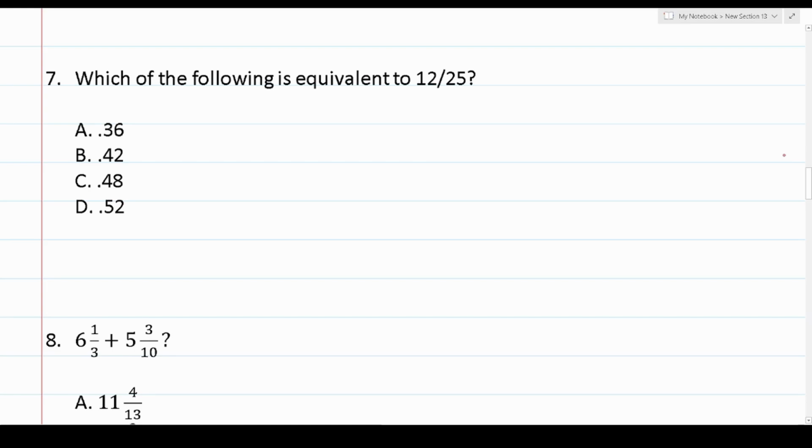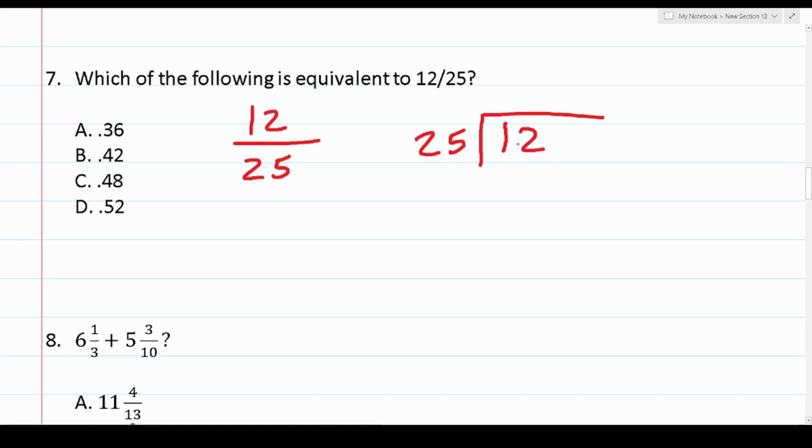All right, number 7 says, which of the following is equivalent to 12 over 25? So again, we have this fraction, notably 12 over 25, and we want to find its decimal equivalent. Again, the key to this problem is understanding that all fractions can be regarded as long division. So you can read 12 over 25 as a fraction, but otherwise you can read it as 12 divided by 25. And by working out this long division, we'll convert this fraction to a decimal.